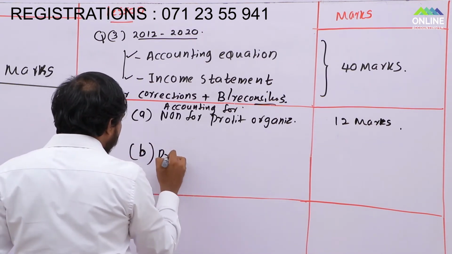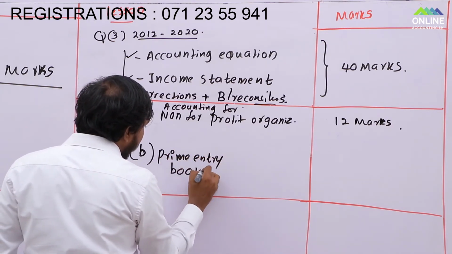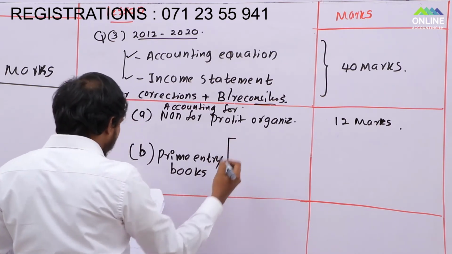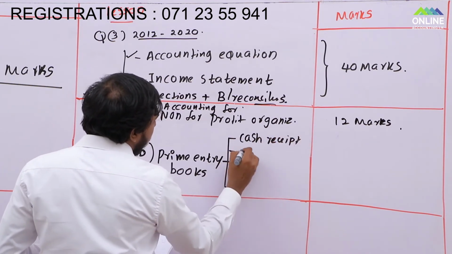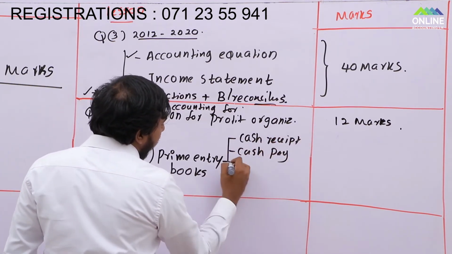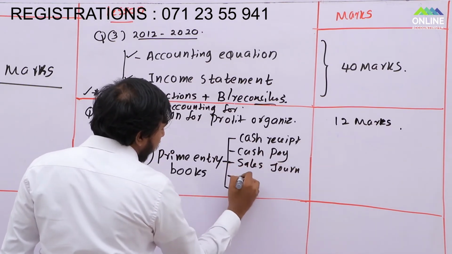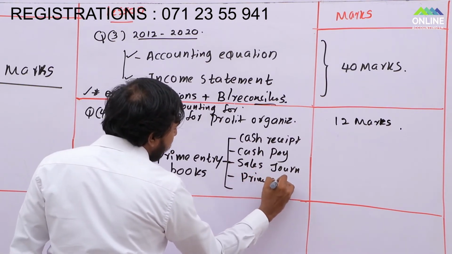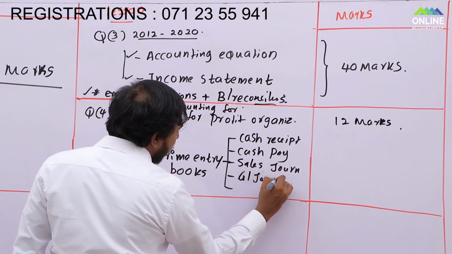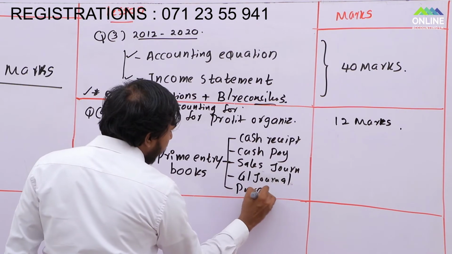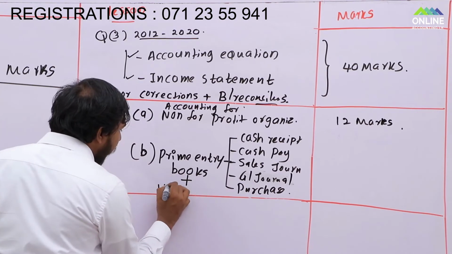It is prime entry books. So in here, prime entry books, you should know the cash receipt journal, cash receipt, cash payment. Then you should know the sales journal. Even if it was not there, you should know the prime entry, general journal transactions, how to record, general journal. Then the purchase journal. Then most importantly, prime entry books plus the VAT adjustment.